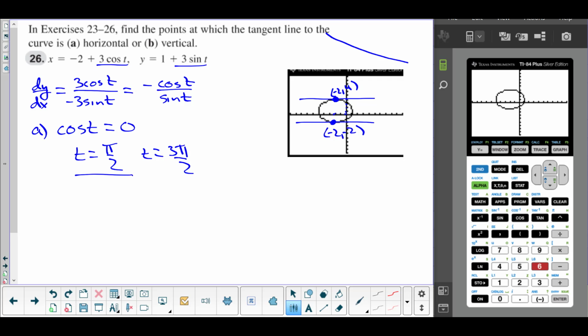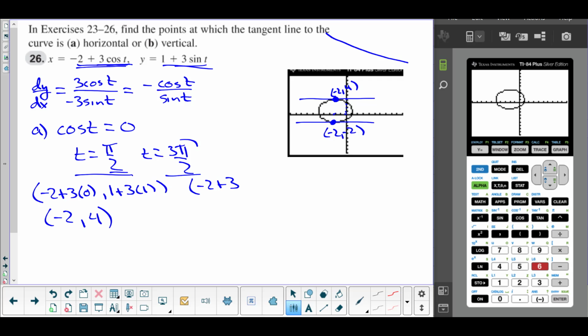But let's find those points using the values that we found. For pi over 2, we're going to plug pi over 2 in for the t's in x and y. So we have the point -2 plus cosine of pi over 2 is 0, and then 1 plus sine of pi over 2 is 1. So we get the point -2, 4. Aha, -2, 4. Now for 3 pi over 2, we'd have -2 plus 3 cosine of 3 pi over 2 is 0, so times 0. And then 1, and then the sine of 3 pi over 2 is -1, so it's really -3.